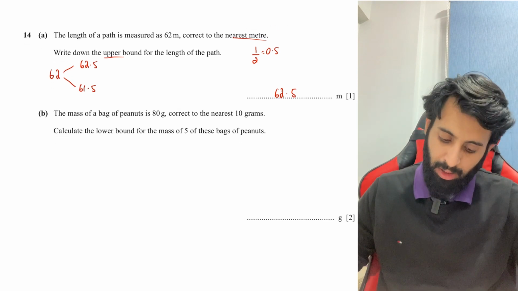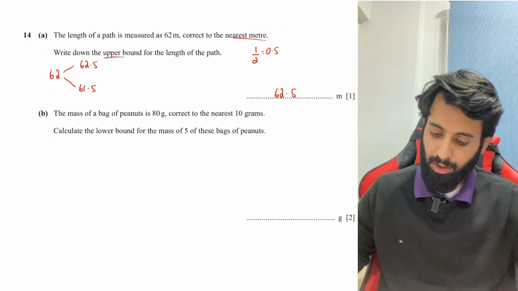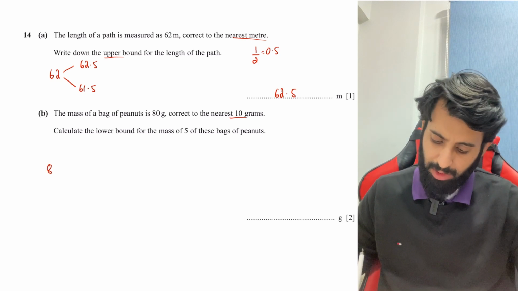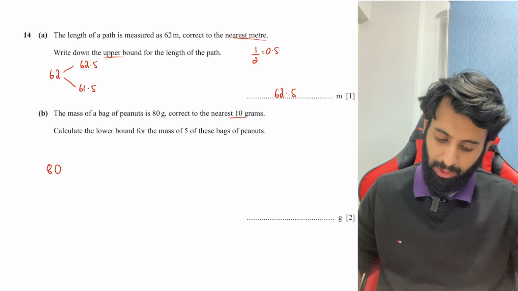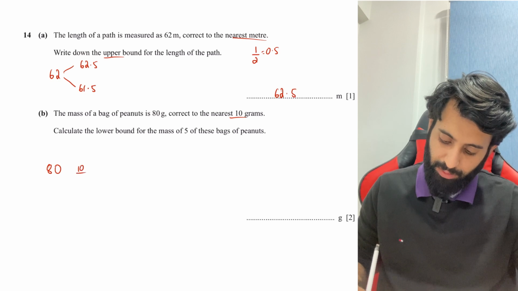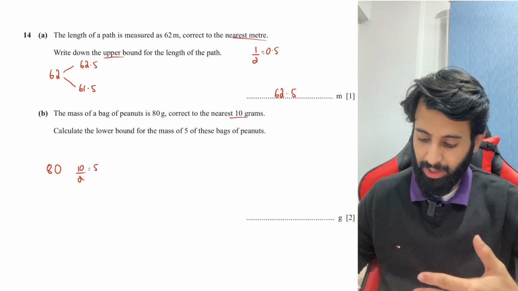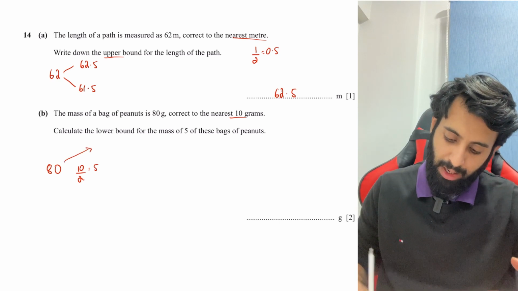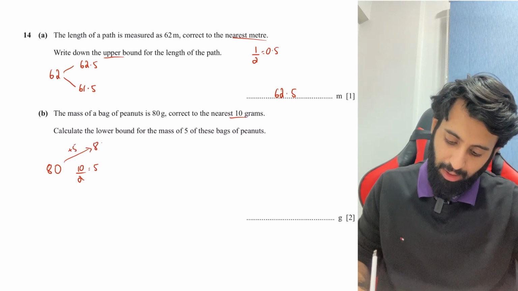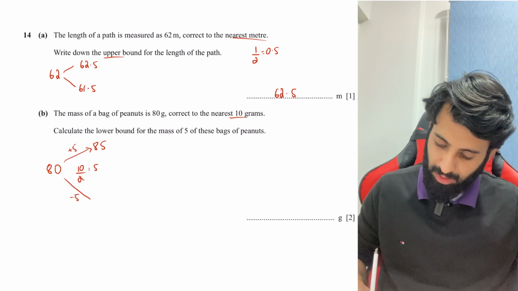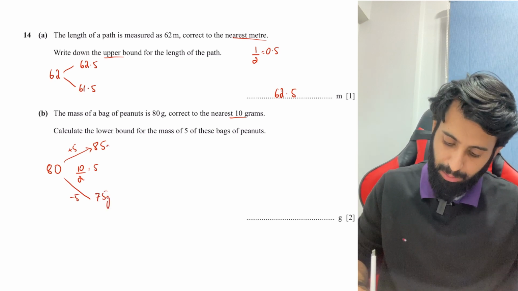Okay, then it says the mass of a bag of peanuts is 80 grams, correct to the nearest 10 grams. So at this point, here's what I would suggest. Don't read what the question is asking further. Immediately first work out what the upper bound and lower bound is going to be. So nearest 10 grams means I'll divide 10 by 2, which is equal to 5, and I'll add 5 to 80, so I'm looking at 85, and I'll subtract 5 from 80, so I'm looking at 75 grams. So I have the upper bound and the lower bound.